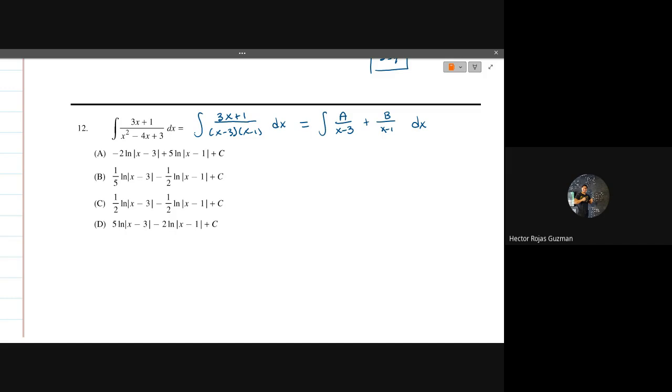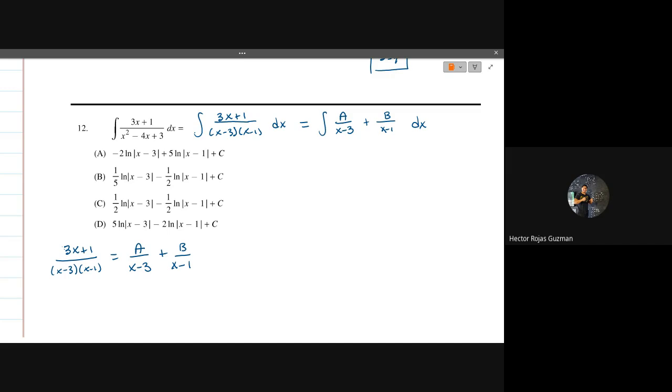Okay. Now, to be able to do this integral, we have to figure out what A and B are. So I'm going to take my original integral and make it equal to my two fractions, A over x minus 3 plus B over x minus 1. Oh, and you know what? Why don't we factor out the denominator again? x minus 3 times x minus 1.